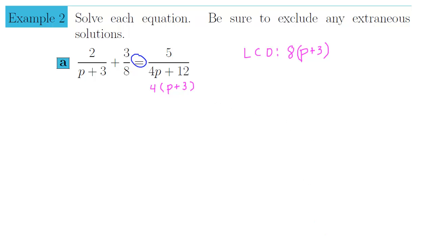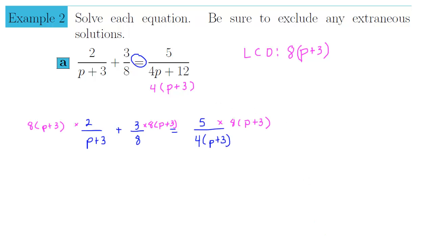Let me write out what you get. So I've multiplied each term by the LCD, which is 8 times p plus 3. Remember, this is 8 times p plus 3 over 1. So this 8 times p plus 3 is in the numerator, which means I can now reduce the p plus 3 factor with the p plus 3 factor to 1. Okay.